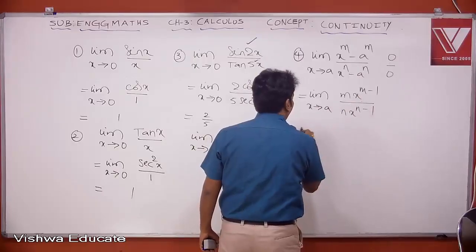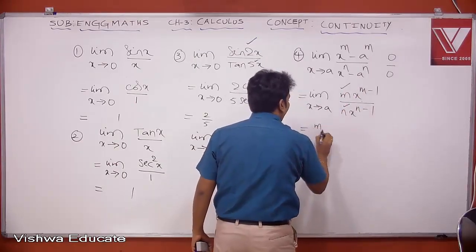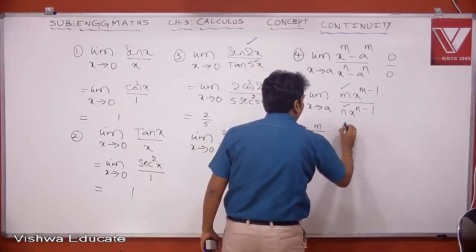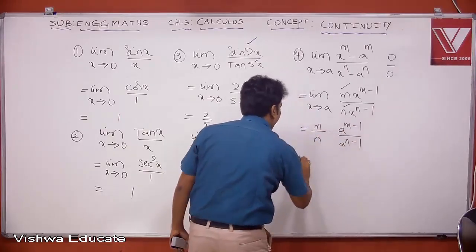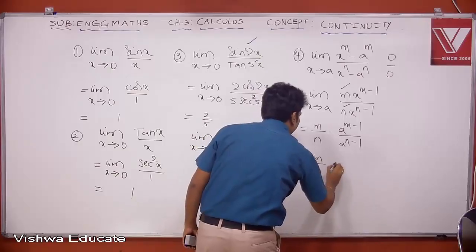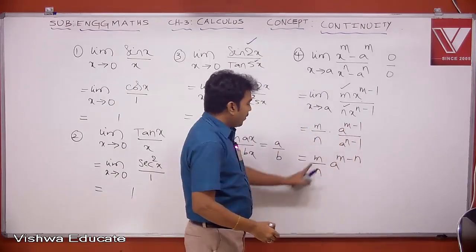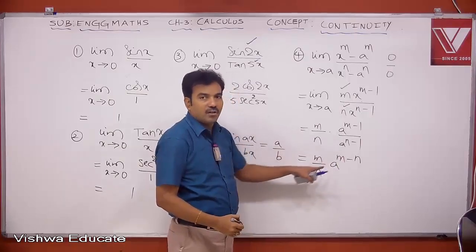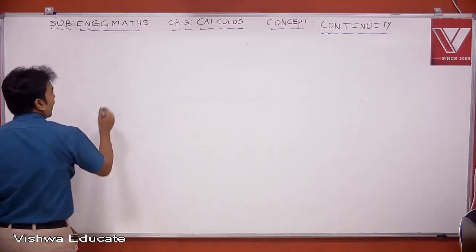Now replace x by a. Here m is a constant, n is a constant. It can be taken before the limit. So m by n into a power m minus 1 divided by a power n minus 1. Therefore this limit is m by n into a power m minus n. M by n times a power m minus n. Simple calculation. Note this point. Next we evaluate the limit.